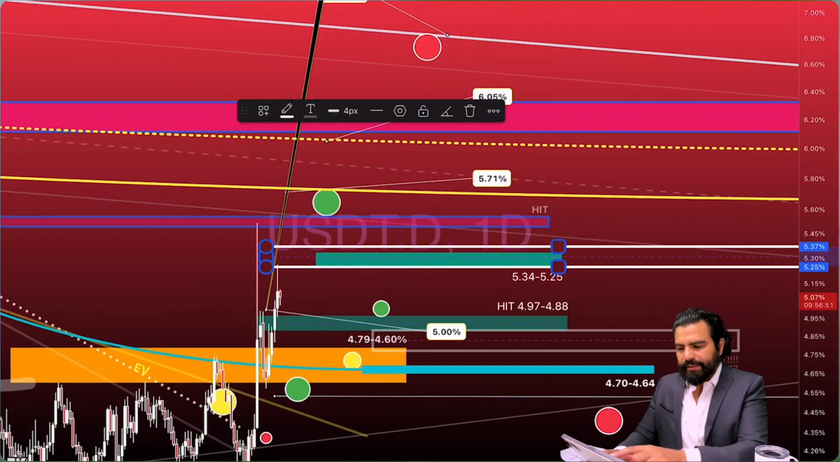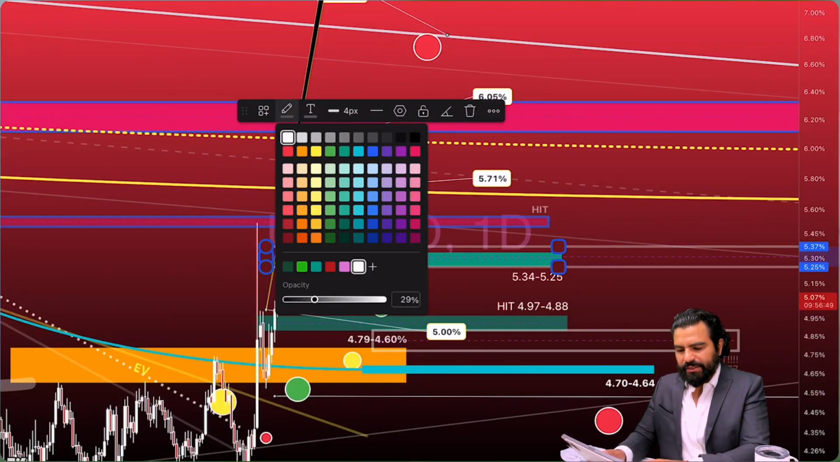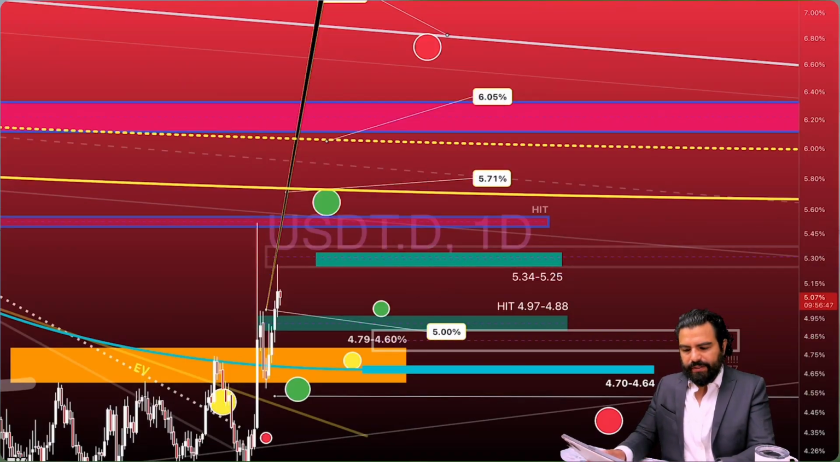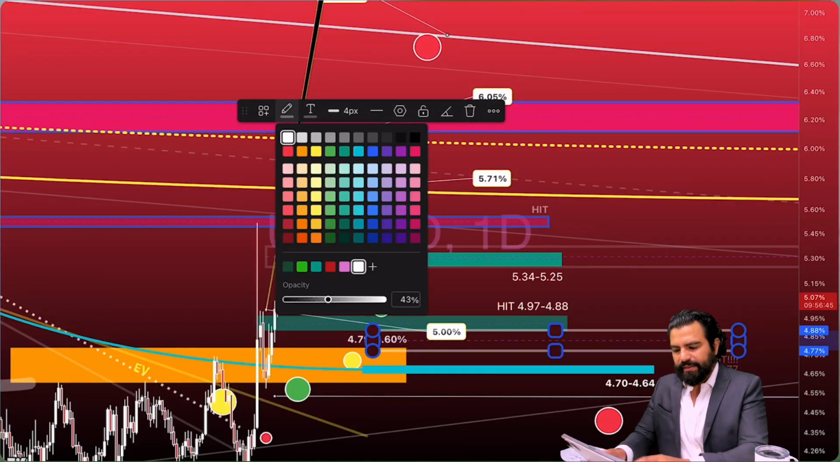Okay. This needs to be faded away since we already hit that target. So does this one. See, all of these were hit already. Right there.